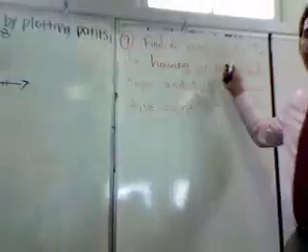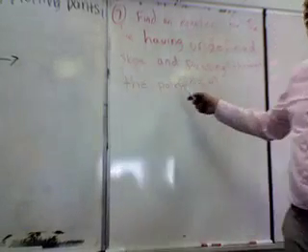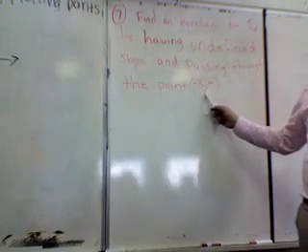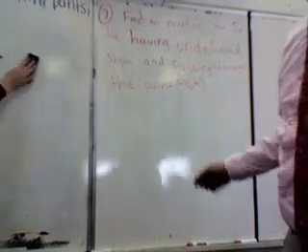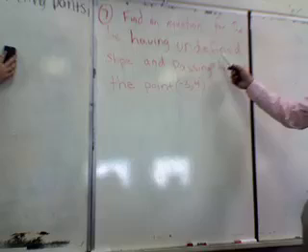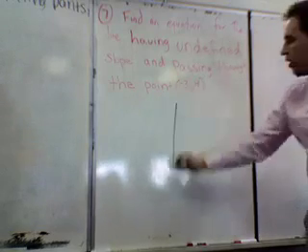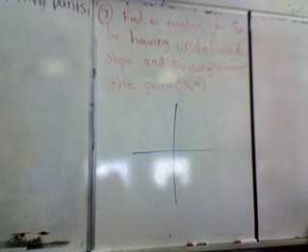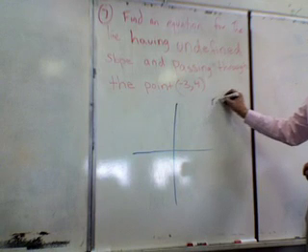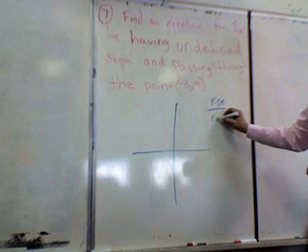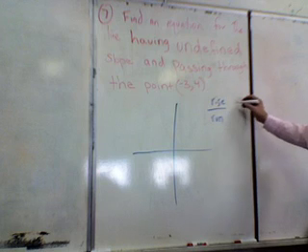Number 7: find an equation for the line having undefined slope and passing through the point negative 3, 4. It's tough to read, but that's what it says. Well, first of all, undefined slope means what? If the slope is undefined, the rise over the run... what is 0? The top or the bottom? Is the rise 0 or the run 0?